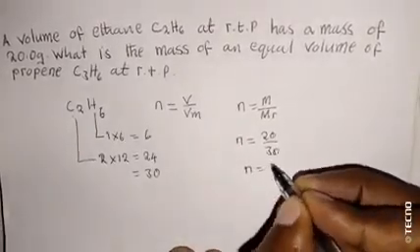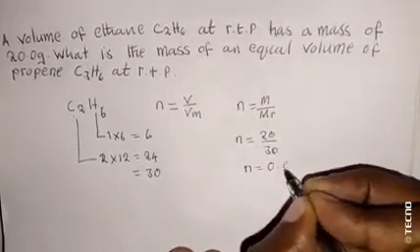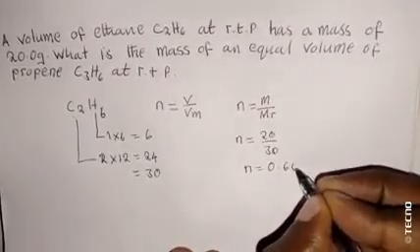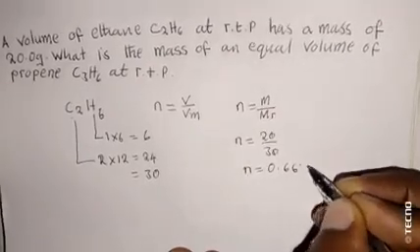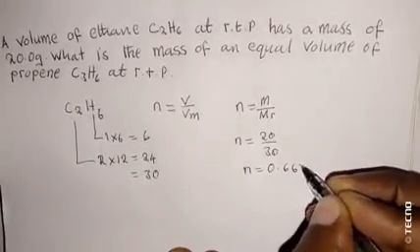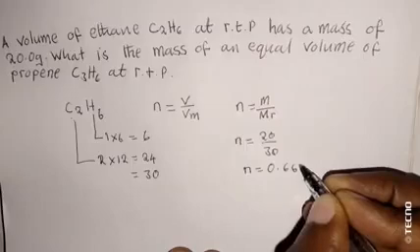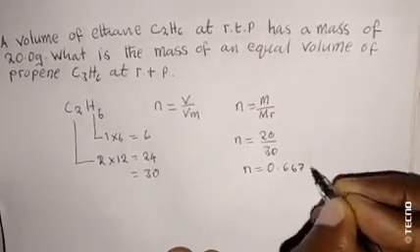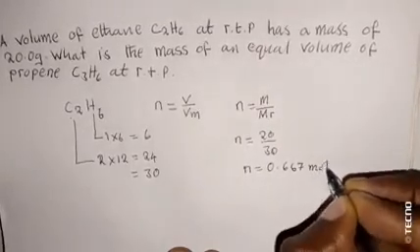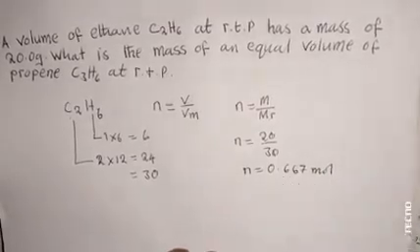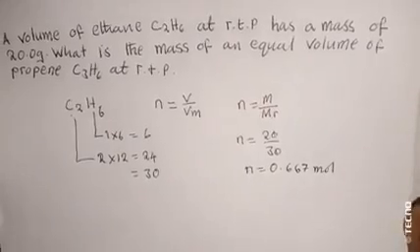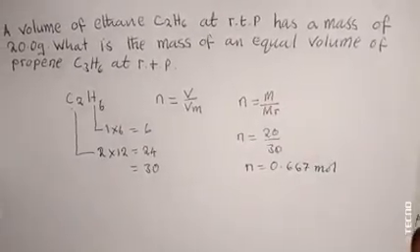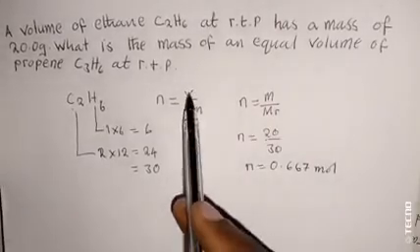So this one is going to give us 0.6. I'll round it off, so it's going to have 666, and I'll round it off to 7. So this is the mole that I'm going to use. Having this mole, which means we can find out the volume.